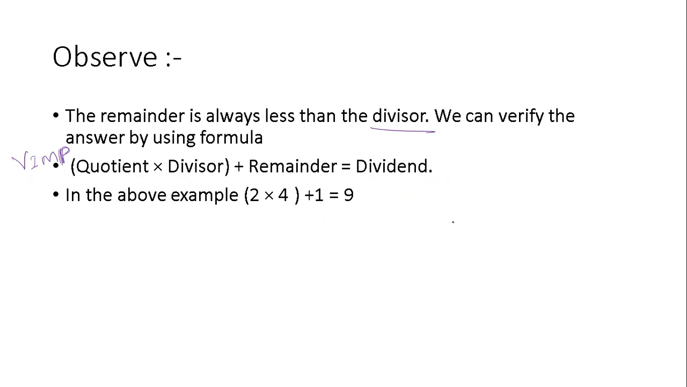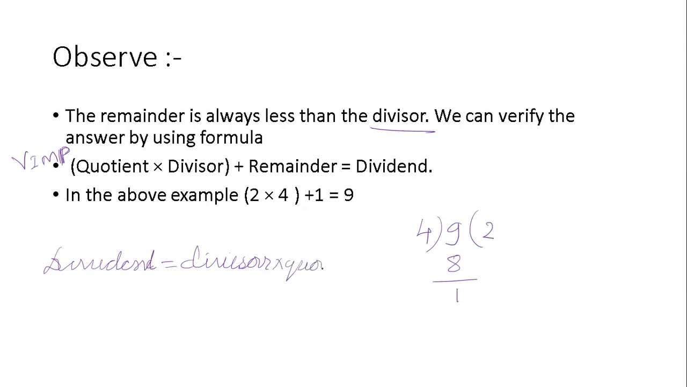See this problem, 9 divided by 4. 4 twos are 8. 9 minus 8 is 1. That means dividend is equal to divisor into quotient plus remainder.